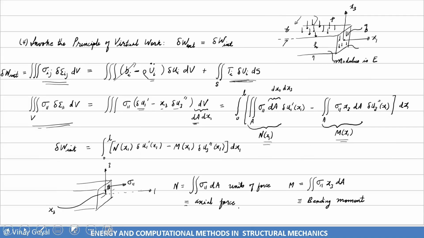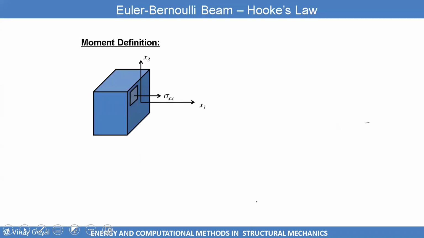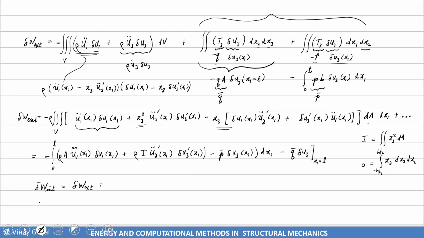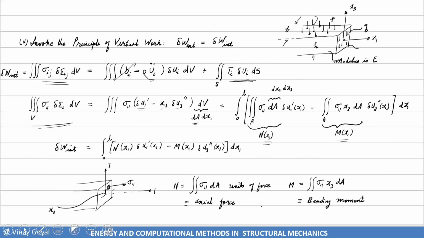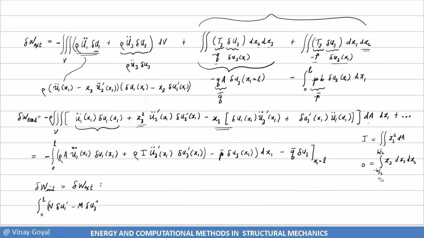And when I do that, the left-hand side was written as the integral 0 to L, N (x1), and I'm not going to write x1. You know that N varies as a function of axial station. So del u1 prime minus M del u3 double prime. You can see that here. That's what I wrote there. So I'm basically transferring everything here for us to continue the work.